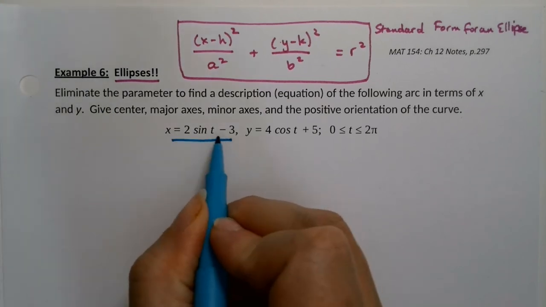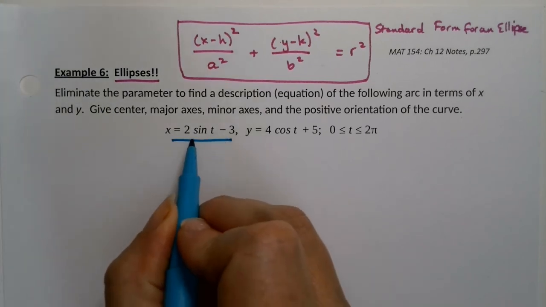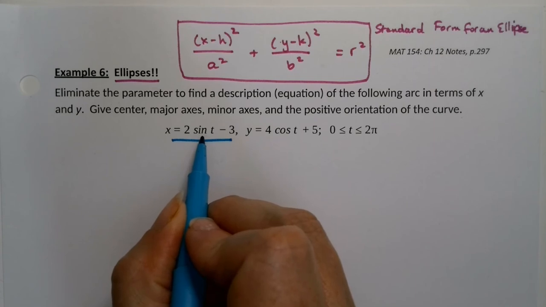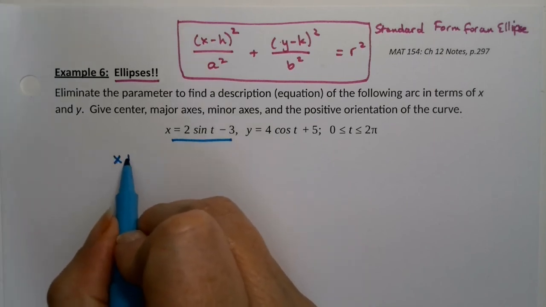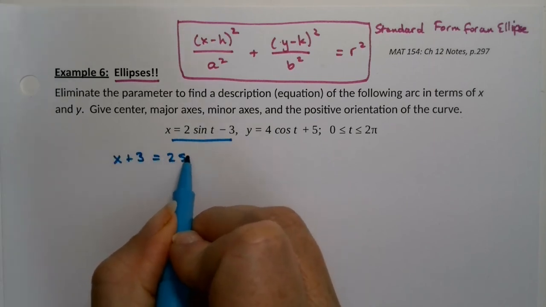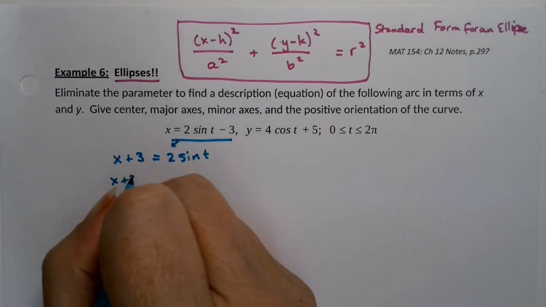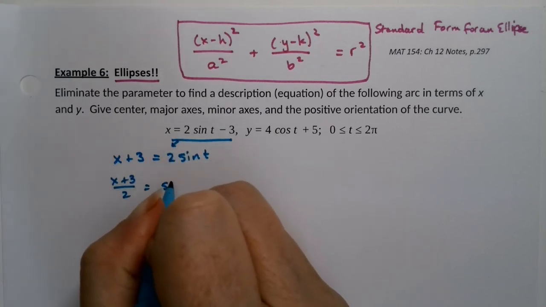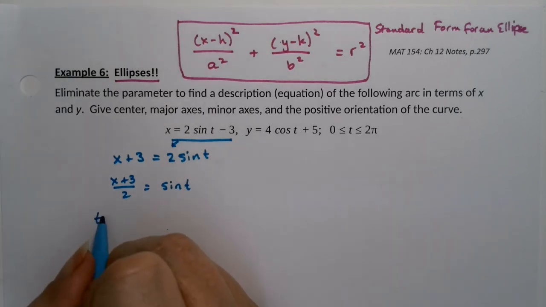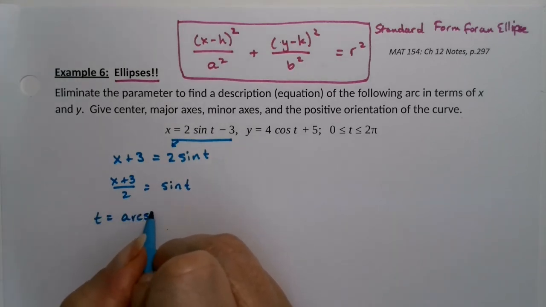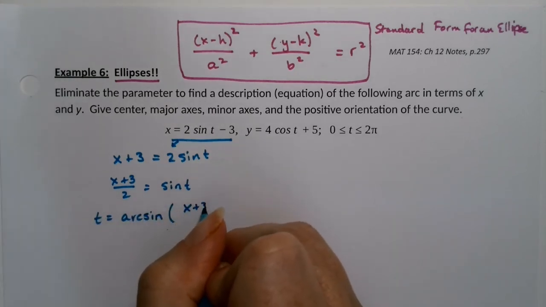Okay, so I'm going to eliminate the parameter. That means I'm going to solve this for t. So that would mean x plus 3 equals 2 sine t, which would mean (x plus 3) over 2 is sine of t, which means t is the arc sine of (x plus 3) over 2.